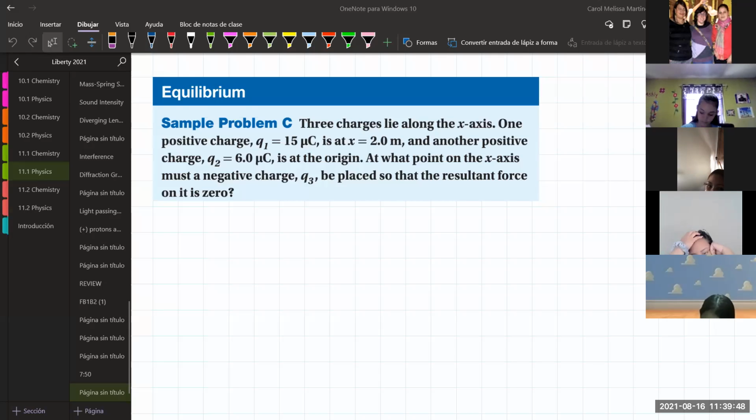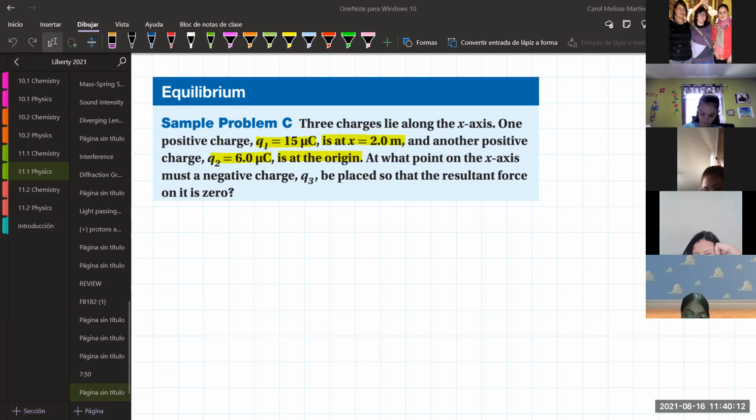Three charges lie along the x-axis. One positive charge is Q1, 15 microcoulombs, and it's located at 2 meters. Another positive charge, Q2, is equal to 6 microcoulombs and is located at the origin.